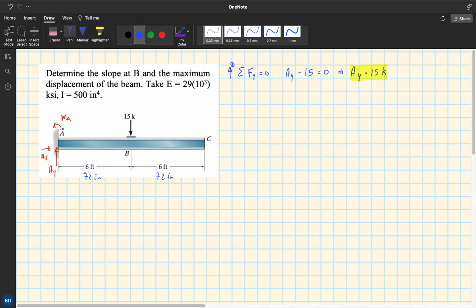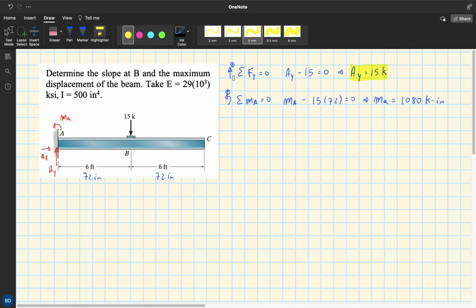Now to find the moment MA, I have to take a moment about a specific point. I'm going to take the moment about point A. So we do the summation of the moment about point A equal to 0. Going counterclockwise is going to be positive. And right here we only have the MA, and this is going to be positive. And then we have the negative 15, which is going to be a negative moment, times the distance, which is 72. This is equal to 0, and this is going to lead us to a moment MA equal to, it's going to be positive, right? When we change it, 1080, and this is going to be kips times inches.